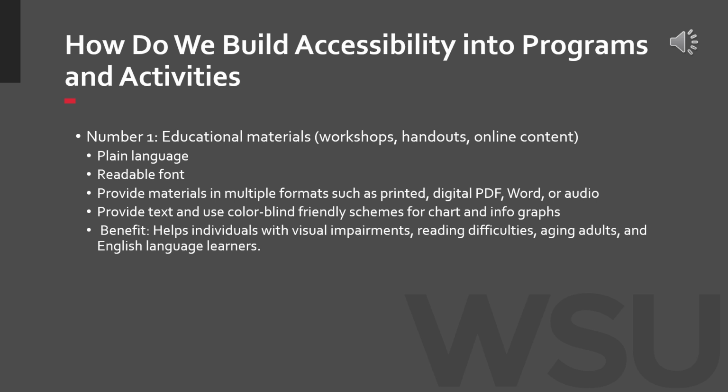Use plain language and avoid jargon to help all audiences, including those with lower literacy or cognitive disabilities. Design documents with readable fonts, high contrast, and ample white space. Provide materials in multiple formats such as printed or digital, such as a PDF or Word format, as well as considering audio. Include alt text for images and descriptive captions on visuals or graphs. Use colorblind-friendly color schemes for charts and infographics. Benefit: helps individuals with visual impairments, reading difficulties, aging adults, and English language learners.